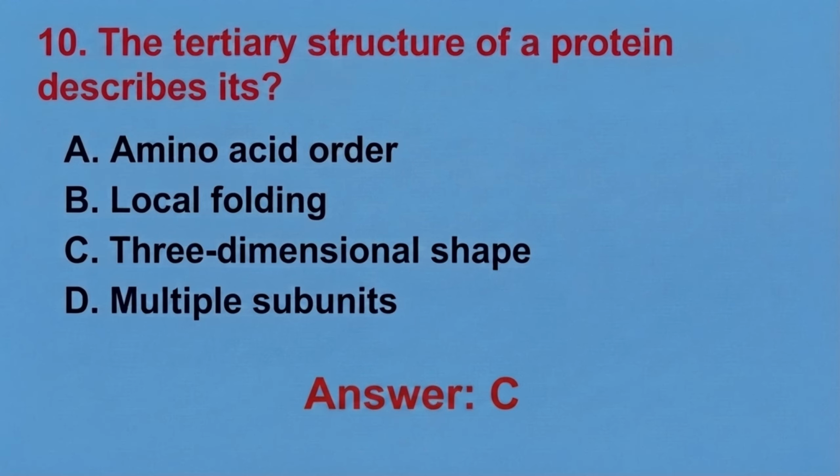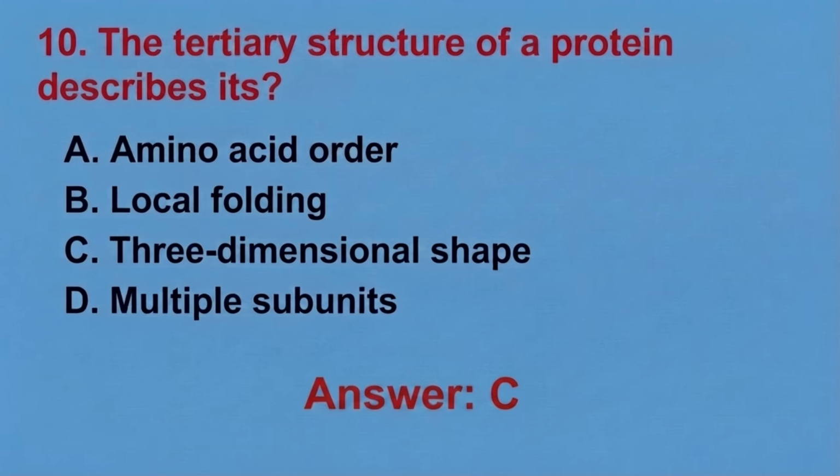Why are the other options wrong? Option A, amino acid order, describes the primary structure, which is the sequence of amino acids linked by peptide bonds. Option B is wrong because local folding describes secondary structure, including alpha helices and beta sheets. Option D is wrong because multiple subunits describe quaternary structure, where separate polypeptide chains combine.